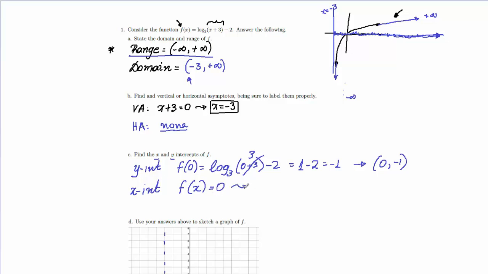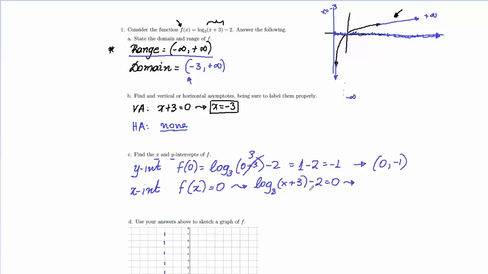f of x should be equal to 0. But what does this mean? This means that log with base 3 of (x plus 3) minus 2 is going to be equal to 0. Okay, so I set up right here a logarithmic equation, which I need to solve. How do I solve logarithmic equations? First of all, I need to isolate the logarithm on the one side of the equation.